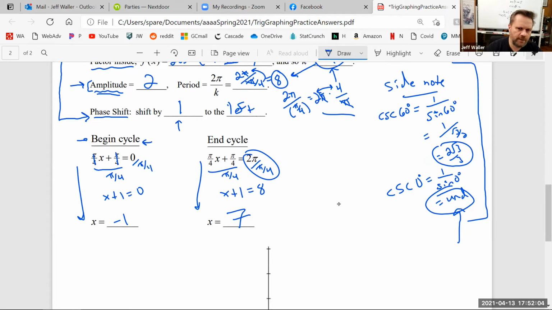Why does all this make sense? Aren't I supposed to shift by 1 to the left? Yes. Don't I normally start at 0 when I'm trying to graph? And we know it goes forever, but just to start it, I start at 0. So of course it makes sense I'm going to start at -1. And then the period is 8. So shouldn't I go to 7 then? Doesn't it make sense I'm going to start at -1 and go to 7? That also shows you why this is unnecessary. But it is kind of nice to see, oh yeah, it's doing what it's supposed to do.